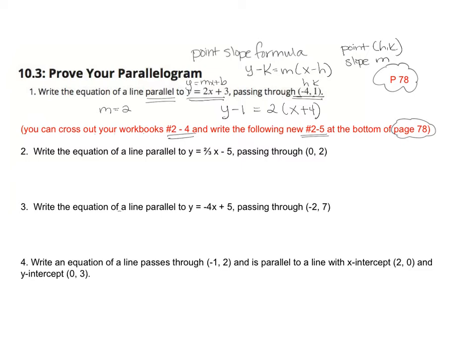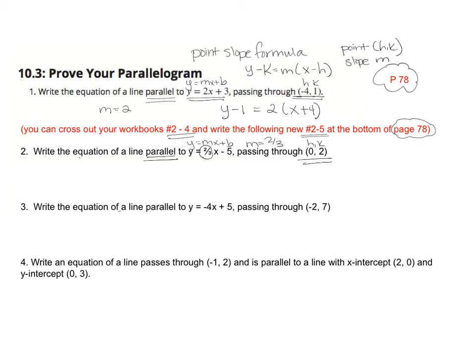So let's try another one. Please write this on your page, number 2. Write the equation of a line parallel to y equals 2/3 x minus 5, passing through (0, 2). So this is my y equals mx plus b form of my equation. So I know that my slope is 2/3. In order for my line to be parallel, they have to have the same slope. So I know that my slope is 2/3, and I know the point that it goes through, my (h, k), is (0, 2).